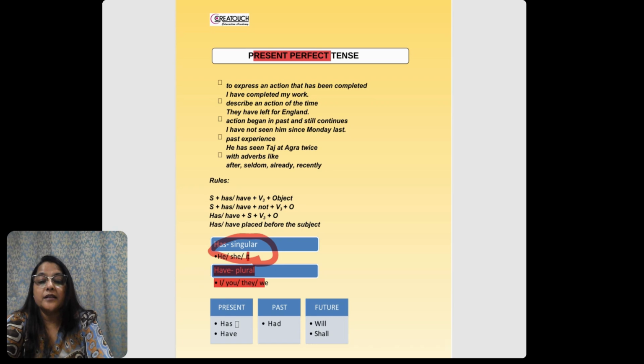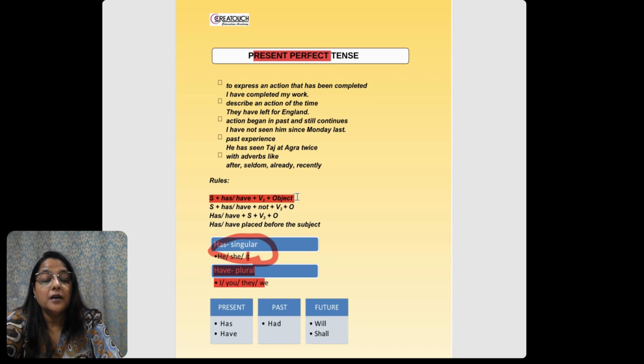Right? We have a chart of present, past, and future. So present is has/have, past is had, and future is will/shall have. The formula comes out to be again SVO, subject plus has/have plus verb plus object. Now, if you see here, the verb has the third form. When we talk about a verb like cut, cut, cut, the three forms of the verb are the same. But when we talk about any other word, write, wrote, written. So in the present perfect tense, the verb form will be the third form of the verb.